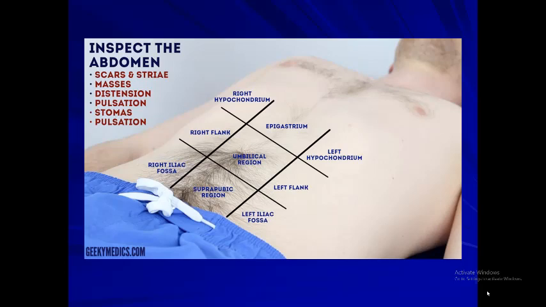The 9 compartments are the right hypochondrium, epigastrium, left hypochondrium, right flank, umbilical region, left flank, then right iliac fossa, suprapubic area, left iliac fossa.